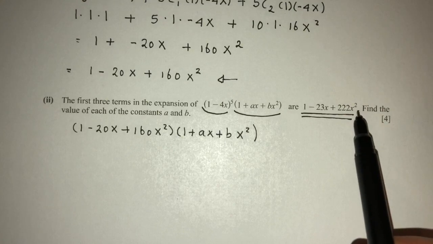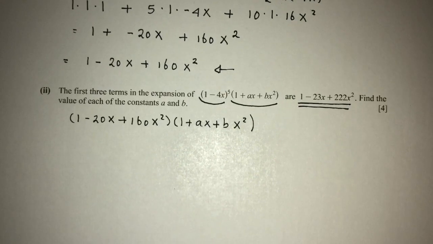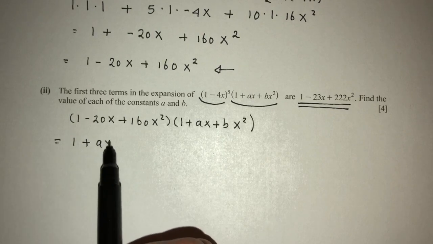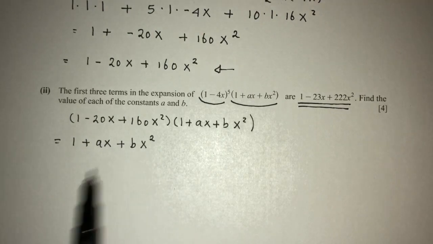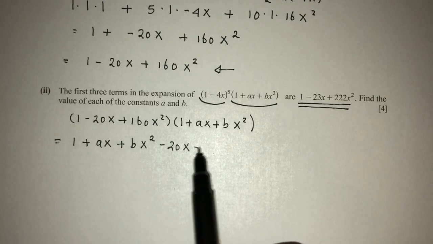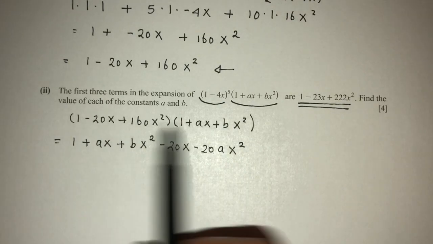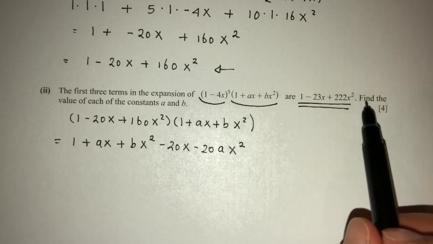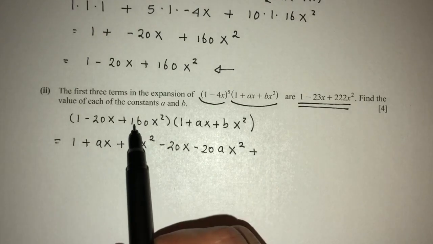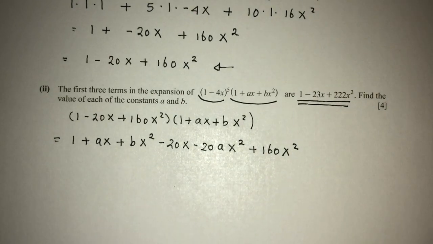Now if you look at this, we only care about the terms up until x squared. So let's only find that in the expansion. 1 times this will give you 1 plus ax plus bx squared. Now minus 20x times this will give you minus 20x minus 20ax squared. I will stop right here because if I multiply this and this, that will give me something in x cubed, and we don't need x cubed. Now for this one, we can just multiply the first one, 160x squared, because the rest will not be relevant.